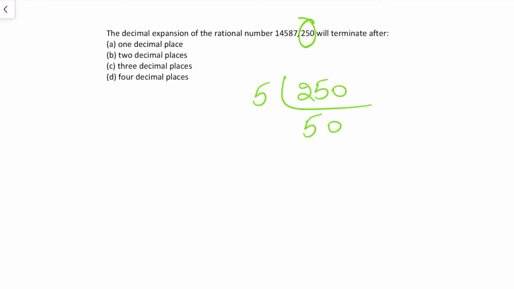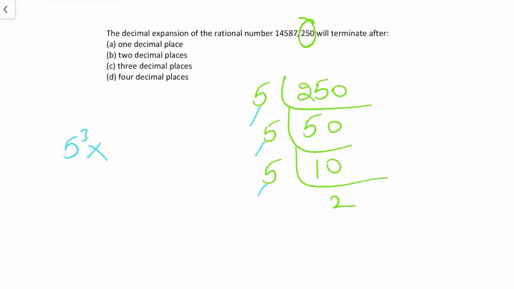5 50s are 250, 5 10s are 50, 5 2s are 10. Now that denominator 250 can be written as 5 power 3 into 2, where 2 is there only one time, so that can be written as 2 power 1. Now observe the bases. Here 5 and 2 are the bases.